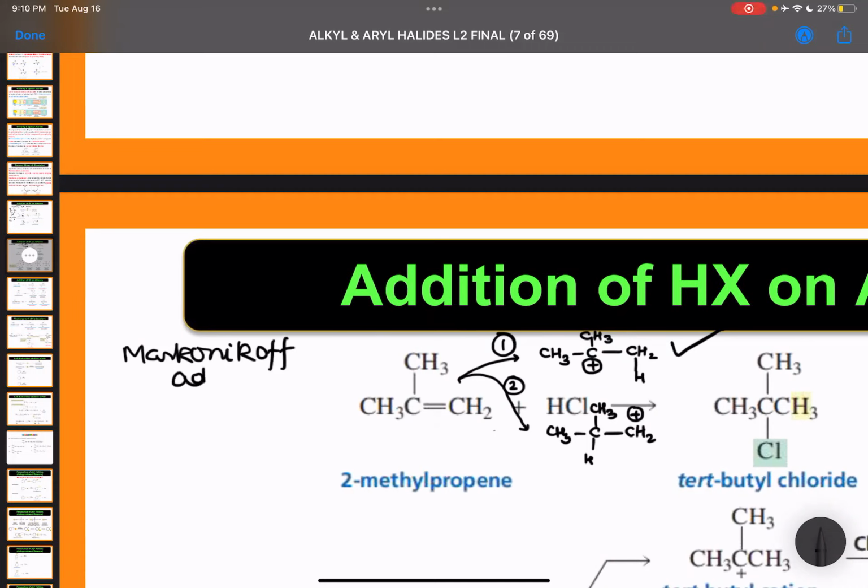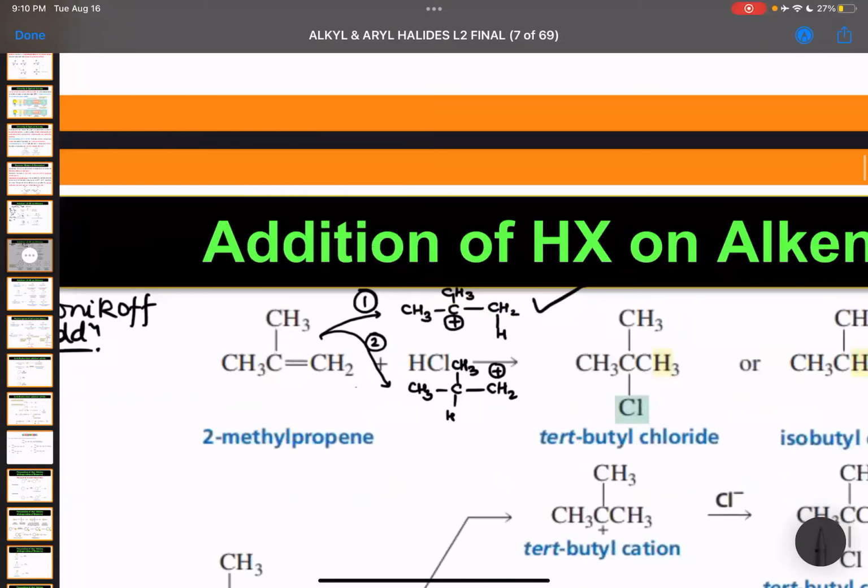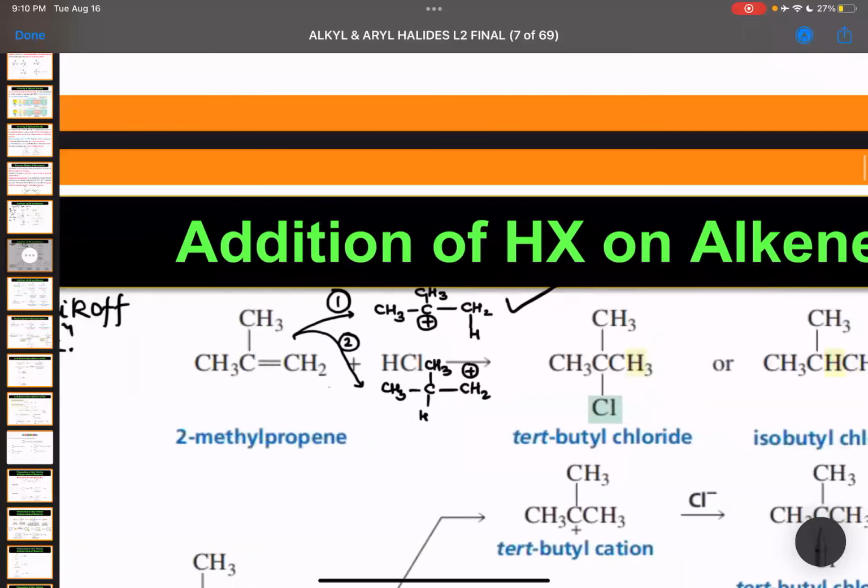This is Markovnikov addition, right? So rich gets richer, the plus charge, and it is governed by the stability of the carbocation. So if you proceed, this carbocation is a tertiary carbocation, and this is primary. What is tertiary? What is primary?